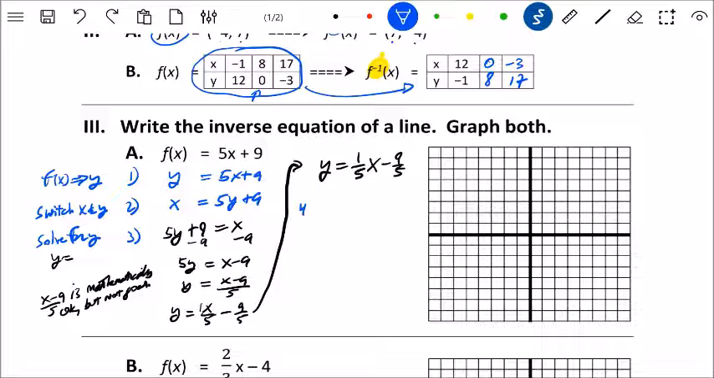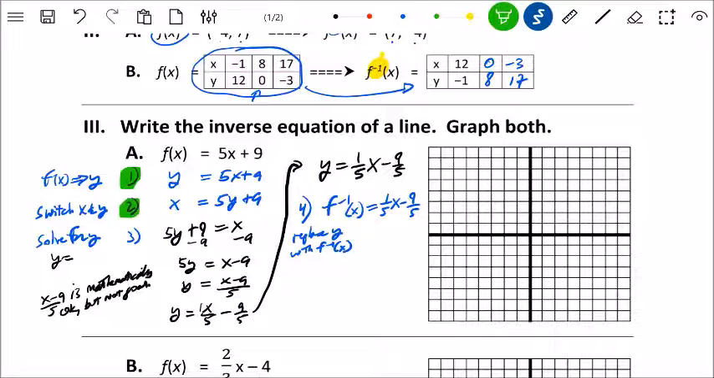There is a fourth thing to do. The fourth thing to do is to replace the y with f minus 1 of x. That identifies it as the inverse. Replace y with f minus 1 of x. That's the fourth step. So you have step 1, step 2, step 3, and step 4.